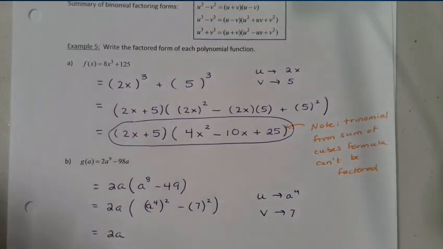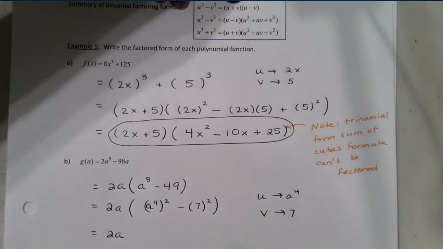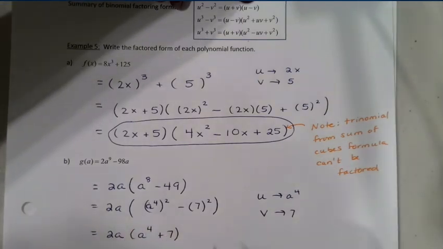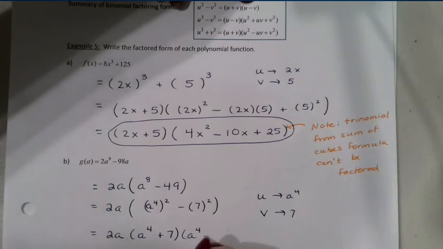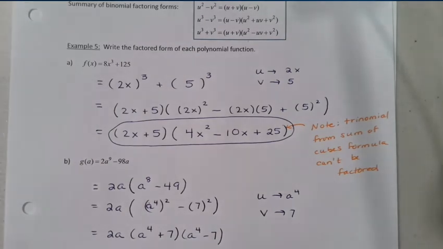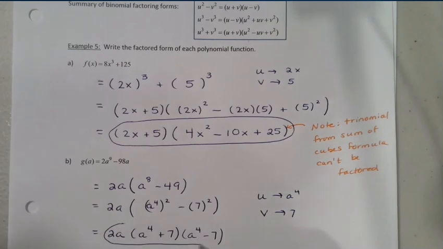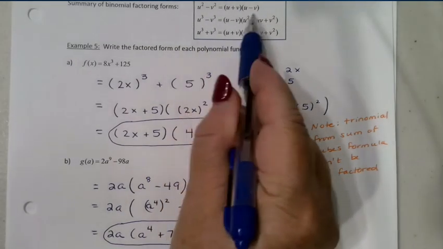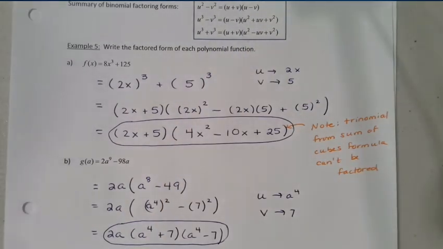And then I just have u plus v, so a to the 4th plus 7, and u minus v, a to the 4th minus 7. And like I said, because we've used difference of squares before, and it comes up much more often than the cubes, that is the one formula here that I expect you to have memorized. Again, you've probably already been using it without looking at formulas, so shouldn't be a big deal.